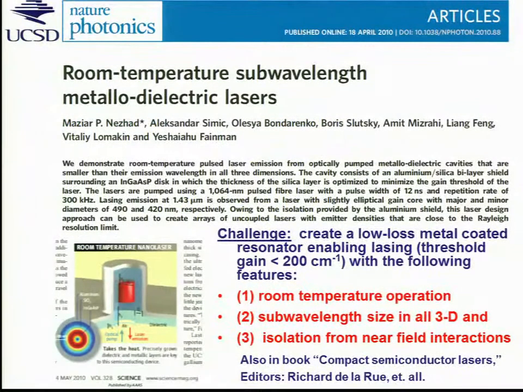So our approach is slightly different. We looked at a composite 3D resonator with the goal to create a small laser at room temperature, sub-wavelength in 3D, and isolate it from the surrounding. The main point is we wanted to use something realistic that can be achieved, which is on the order of 200 per centimeter gain.